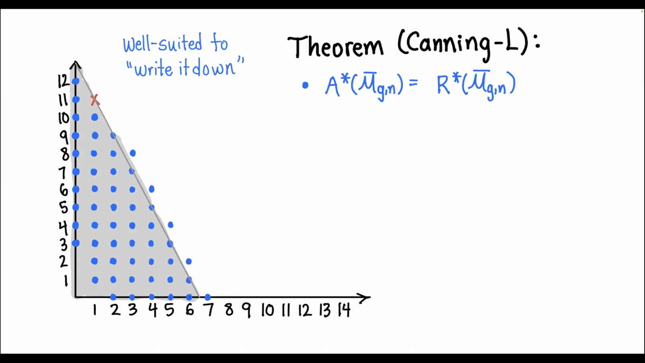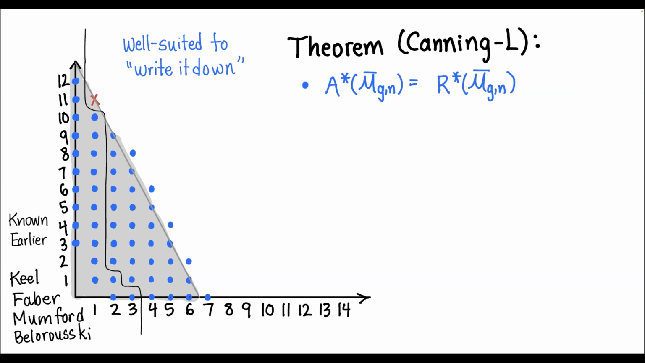Now, in order to prove this result, we stratify the moduli space into lots of pieces. And when we did this, oh, I meant to also say, some of these results were previously known when the Chow ring is tautological, to the left of this line by Keel, Faber, Mumford, and Belorousski.